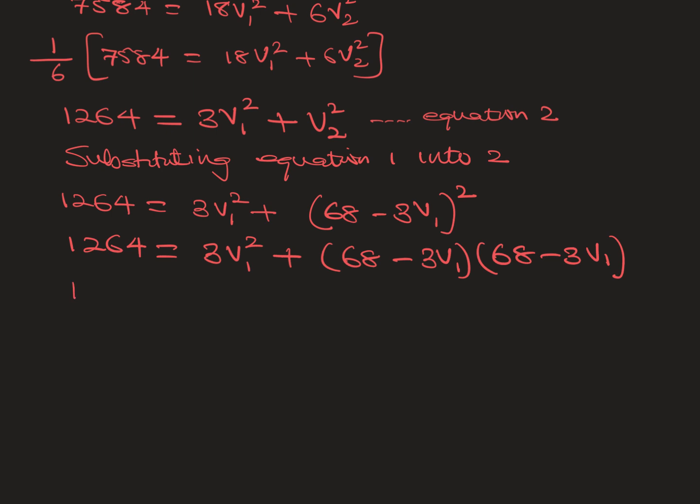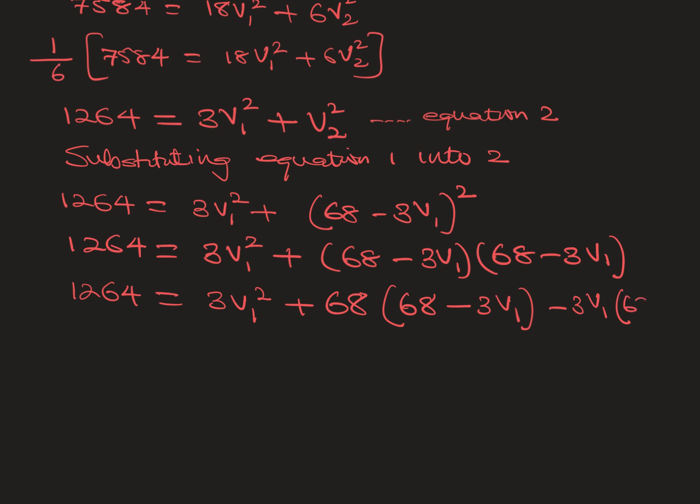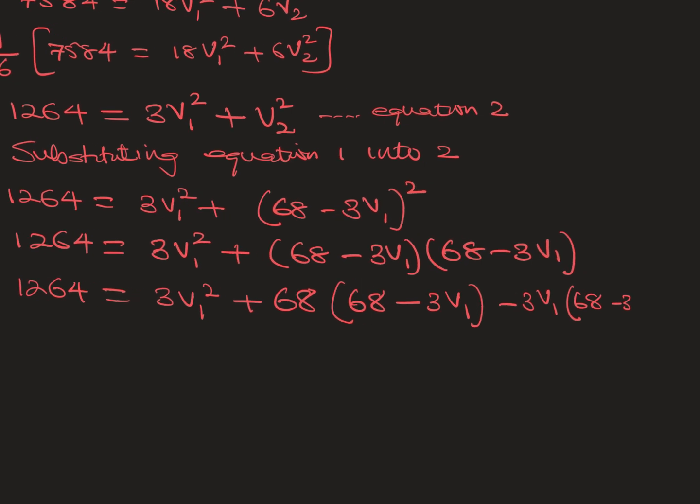We're going to have 1264 is equal to 3 V1 squared plus, if I take this 68 in the first bracket, then multiply by the expression in the second bracket, which is 68 minus 3 V1. Then I will use the negative 3 V1 and multiply by whatever I have in the second bracket. With that, it means you have multiplied everything. Okay, so that will be 68 minus 3 V1.